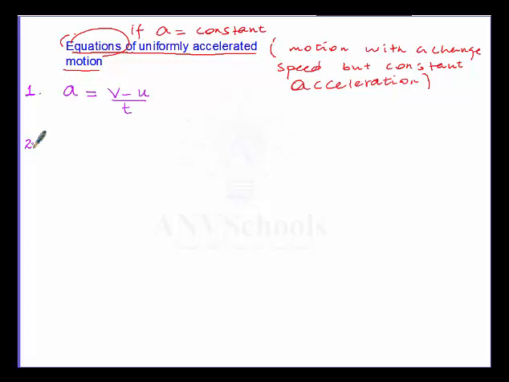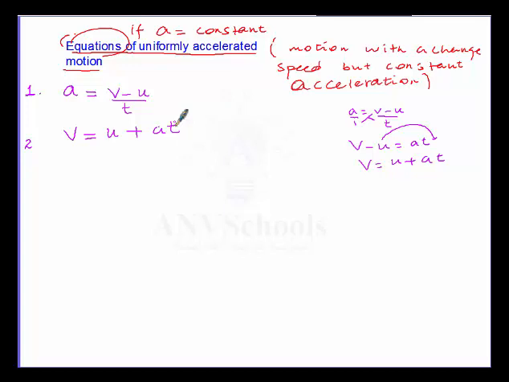The second equation: we know that a is v final minus v initial divided by time. Cross multiplying, final velocity minus initial velocity will be a multiplied by t. Taking the initial velocity to the right, the final velocity is initial velocity plus acceleration multiplied by time. So if you are asked to find the final velocity, it is equal to initial velocity plus acceleration multiplied by time. This is our second equation.